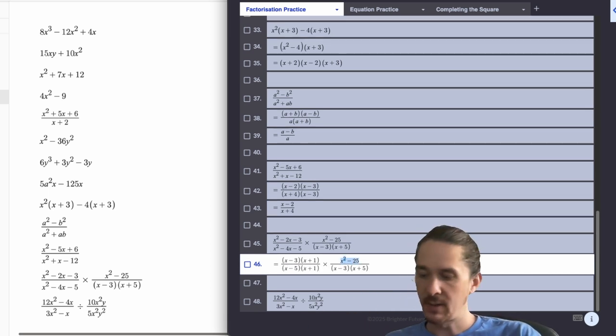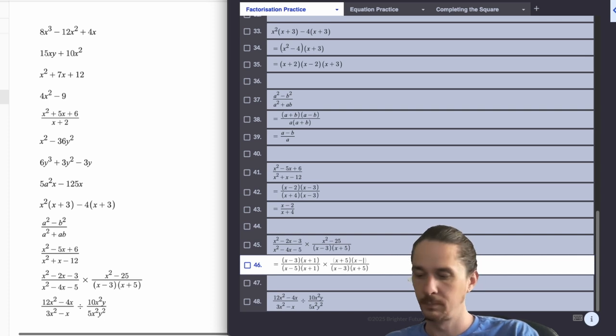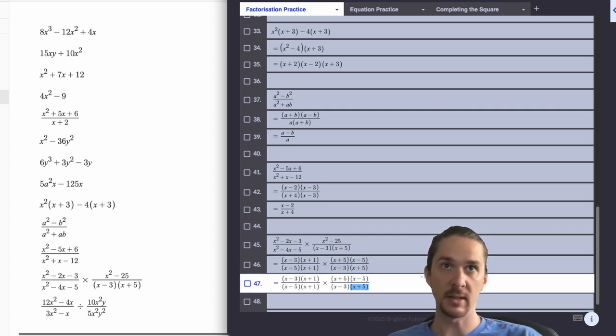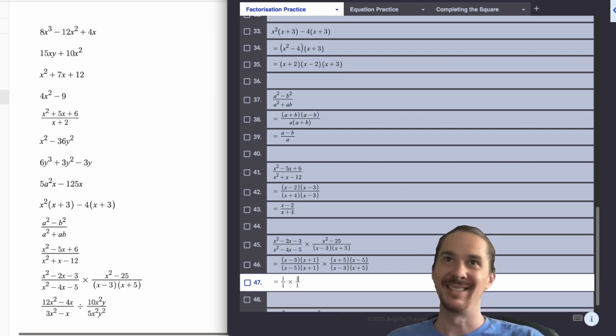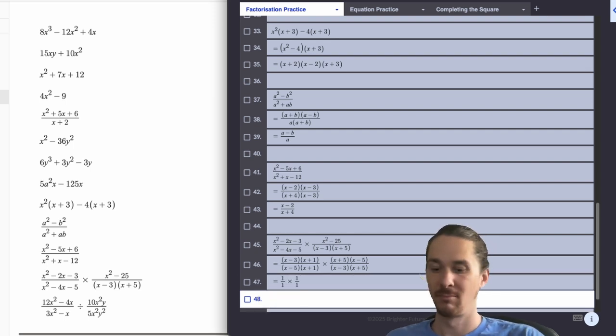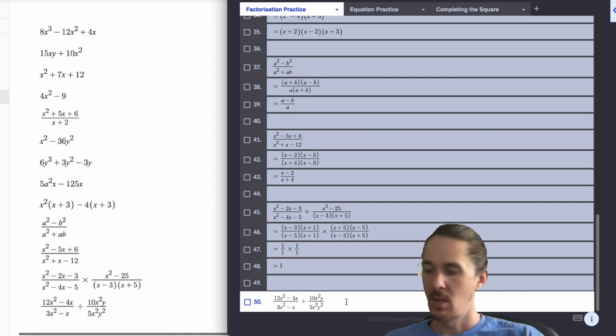Then this is x plus 5, x minus 5. And this one's already factorized for us. So the x plus 5s, they're going to cancel. And this x minus 3 is going to cancel with the one up here. And this x plus 1 is going to cancel with this one. And then this x minus 5 is going to cancel with this one. And so our answer is just going to be 1. That's it. Easy. Okay, last one.